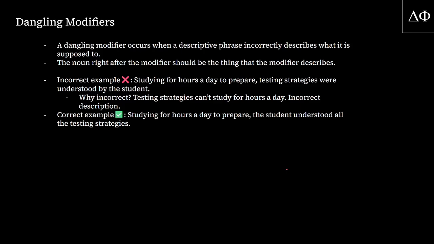A dangling modifier occurs when a descriptive phrase incorrectly describes what it's supposed to. The noun right after the modifier should be the thing that the modifier describes. So let's look at this example to understand more. Look at this incorrect example. Studying for hours a day to prepare, testing strategies were understood by the student.